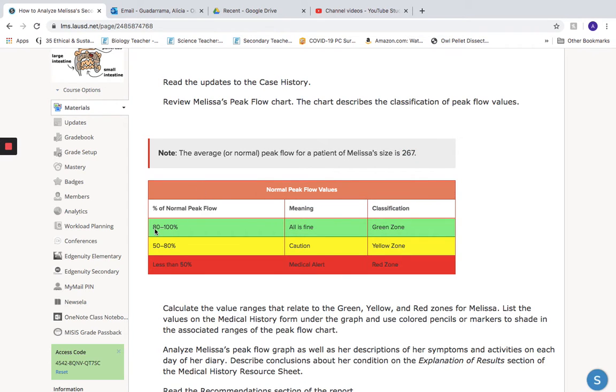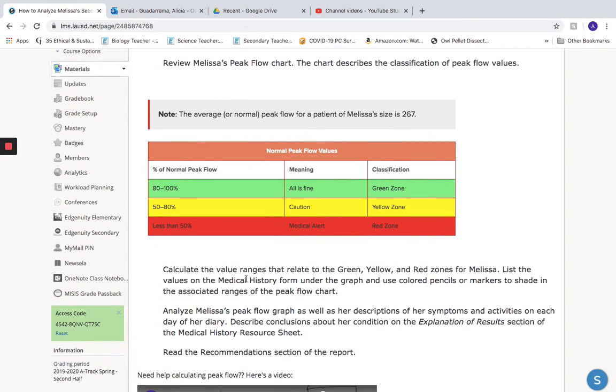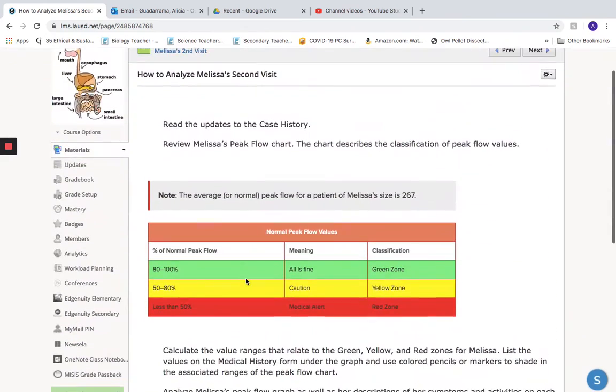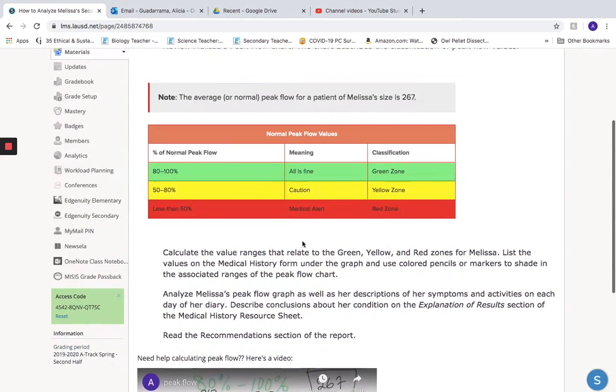So you're going to say 80% of 267 to 100% of her normal peak flow would be she's good. 50% of 267 to that 80% is caution. You know, you're not getting as much air in as you could be. And then anything less than 50% is when it's a medical emergency. So this isn't an assignment, it's just how to analyze Melissa's peak flow chart.